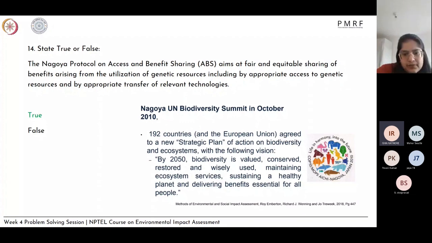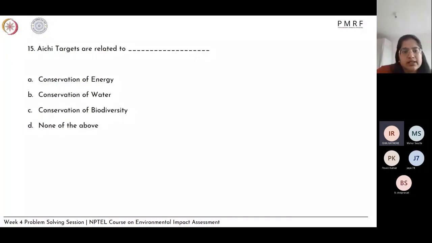And so the vision is that by 2050, biodiversity is valued, conserved, restored, and wisely used, maintaining ecosystem services, sustaining a healthy planet, and delivering benefits essential for all people. So this is basically a collaborative and cooperative international agreement. And the statement was true. So moving on to question 15. The targets are related to A, conservation of energy, B, conservation of water, C, conservation of biodiversity, and D, none of the above.